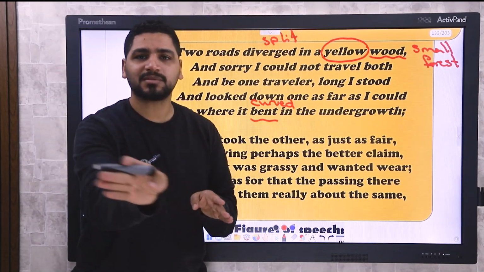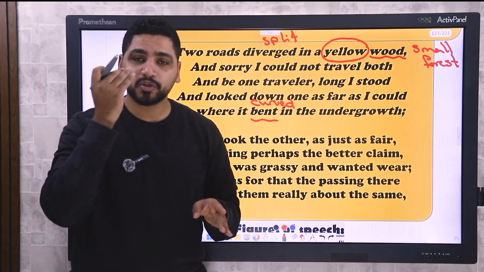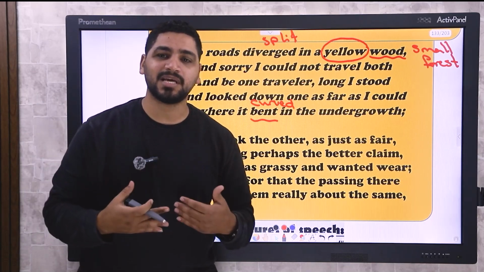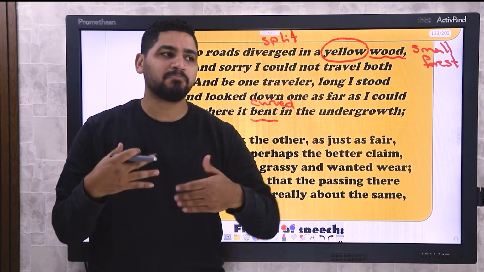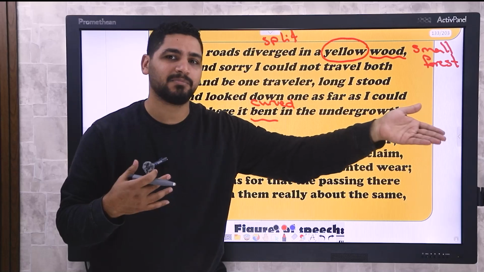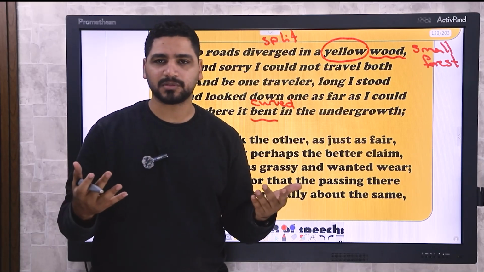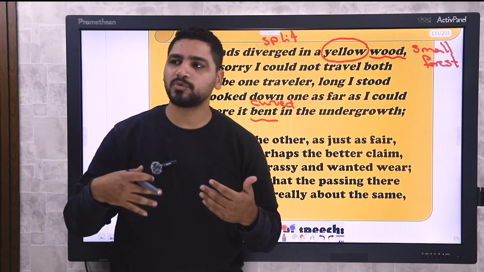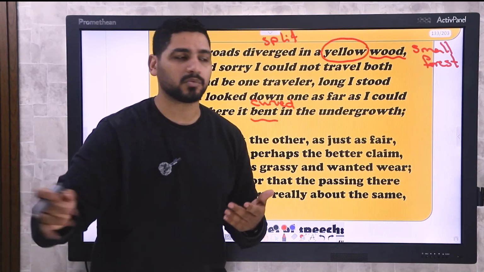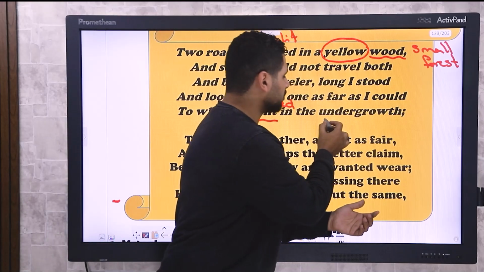Actually, the road was bending, like curving, so his eyes couldn't see the end of the road because we're humans. We have some limitations. We cannot see behind walls, for example. We cannot see through walls. We can never see what's happening behind walls because we're just humans. We can never see the future. So he wanted to see the end of the road, but he couldn't because the road was bending. There was a curve in the road. To where it bent, in the undergrowth.